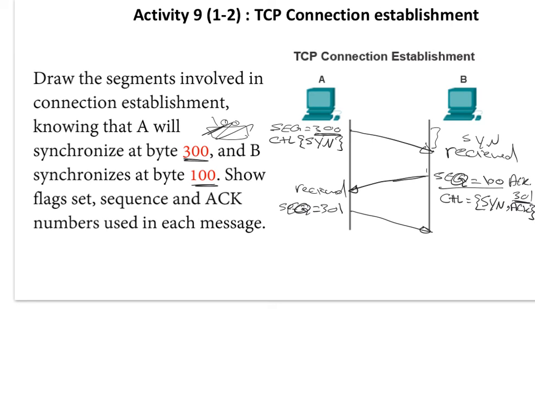Okay? And the acknowledgement is 101, right? So I'm telling B, I received up to 100 fine, send me 101, right? And the control flags, we have the acknowledgement and nothing else. Nothing else, right?